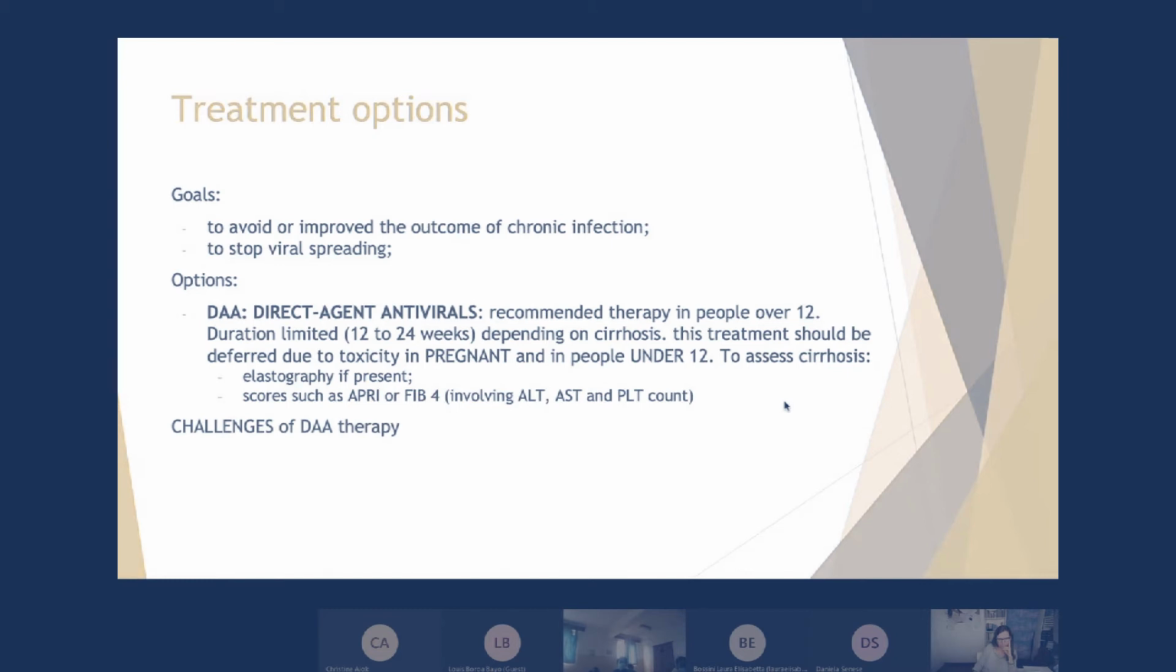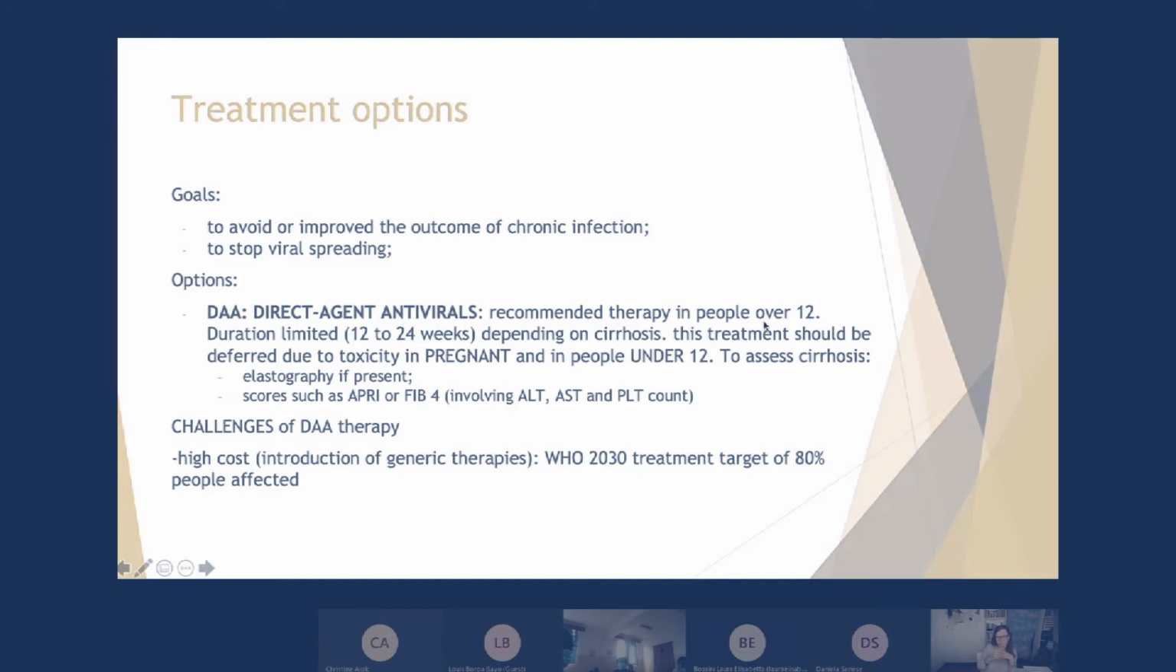What are the challenges of this therapy? Of course, this therapy is very expensive. In recent days, we had the introduction of some of these treatments as generic therapies, and the WHO has the target to reach almost 80% of people that are infected with HCV with treatment in 2030. Of course, we are not talking about the future, so we don't know if this will be possible, but we know that the birth of generic therapies will improve the success rate of these treatments.